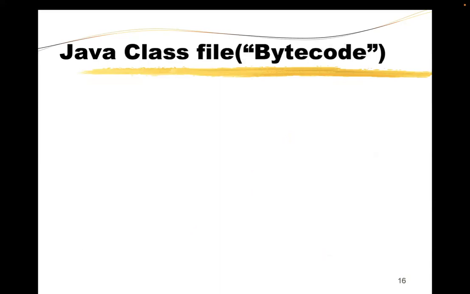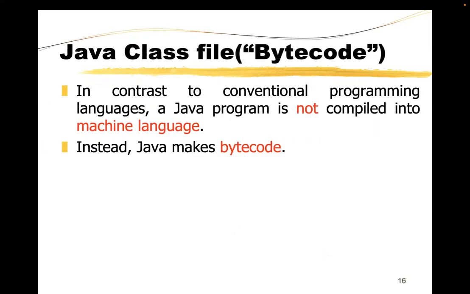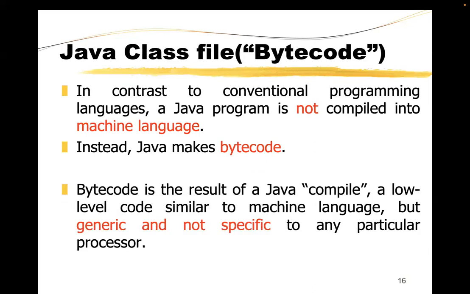Right. Now we know the bytecode, and the bytecode is not compiled into the machine language. That means once you compile the Java classes, it converts them into bytecode. That is not the machine code. Therefore we call it bytecode. The bytecode is a result of the Java compiler, which is a low-level code similar to the machine language, but generic and not specific, because it is not dependent on any processor, since it compiles according to the Java virtual machine.